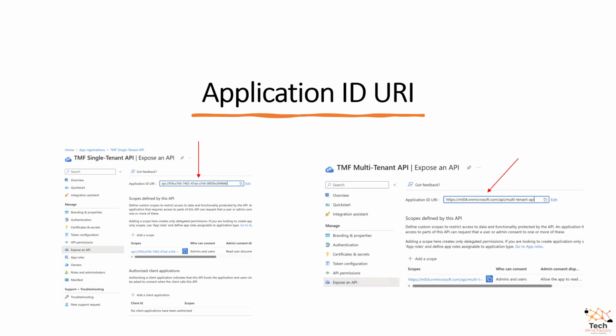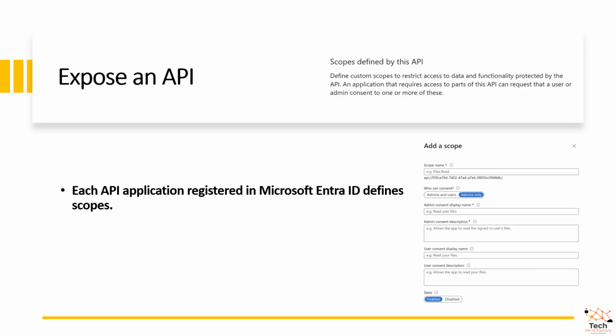On the right side, we have a multi-tenant web API, and as we can see, the application ID URI has to be globally unique. So the recommended approach is to basically use the tenant name, something like tenantname.onmicrosoft.com/api/ and the name of the API. And then we can be sure that this will be a globally unique value.